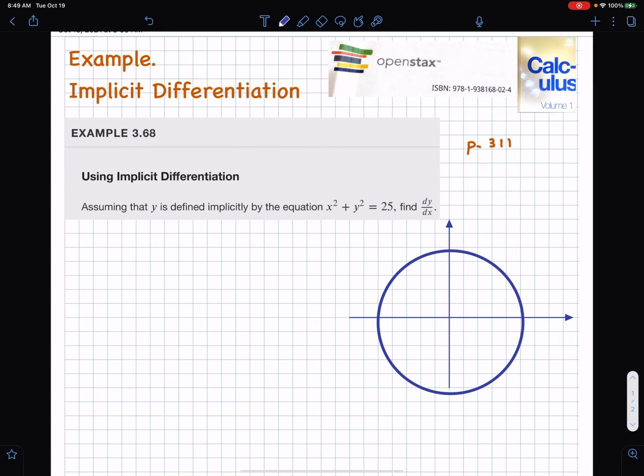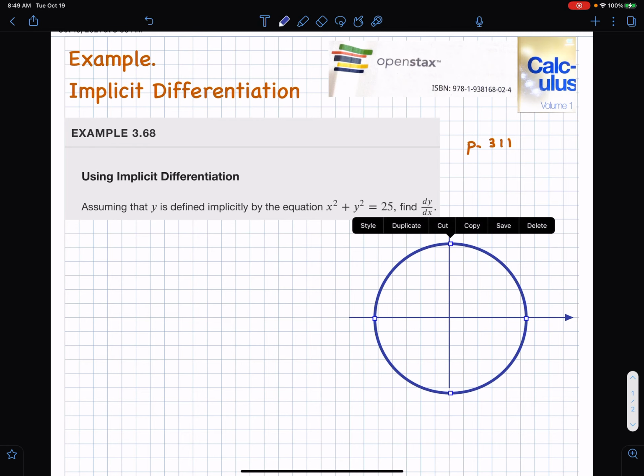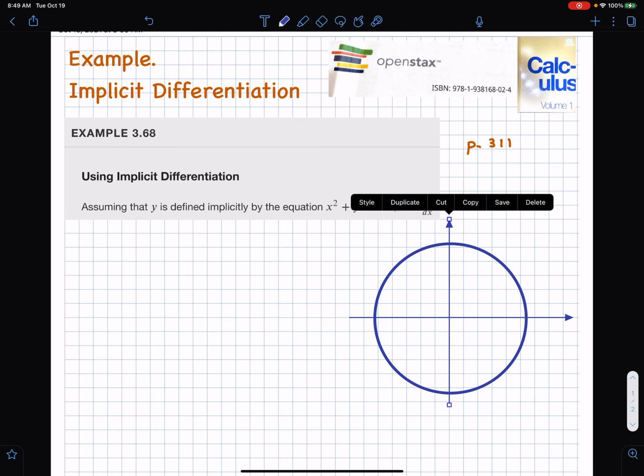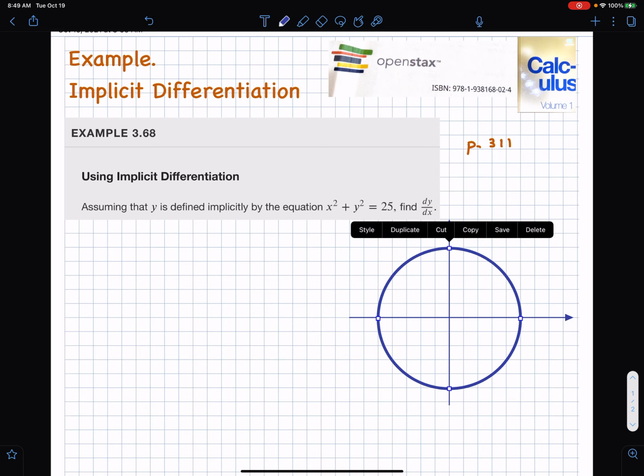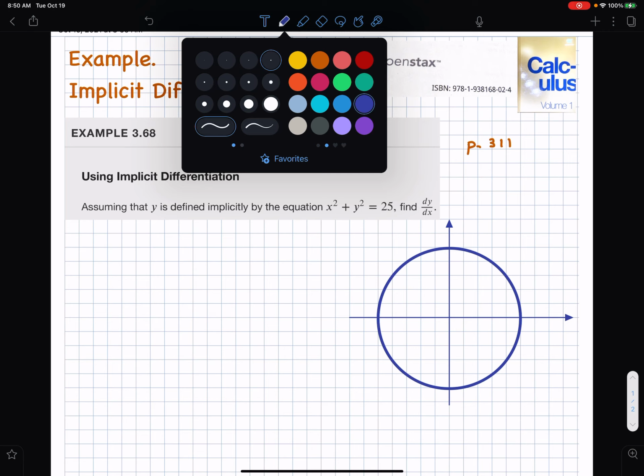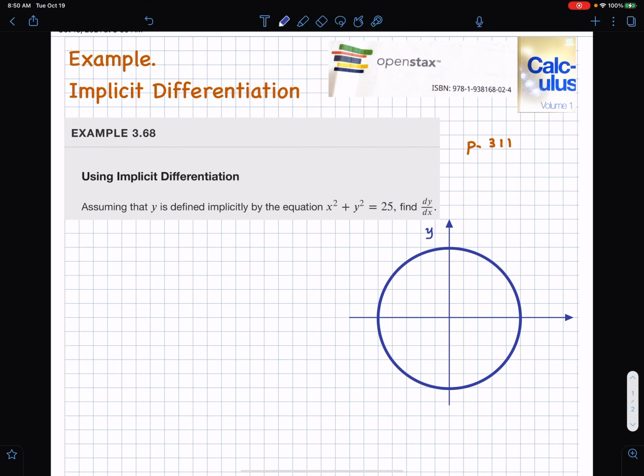And so, of course, we all know about circles. So why can't we find dy dx when we have the equation of a circle? Well, we can do that, but it's a little different from what we've done before with derivatives. So how's it different? Well, look, if I look at the entire circle, y is not expressed as a function of x. This does not pass the vertical line test.